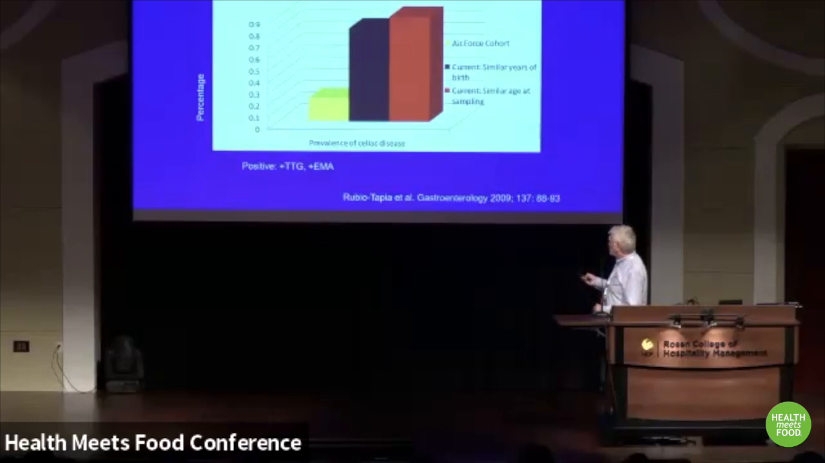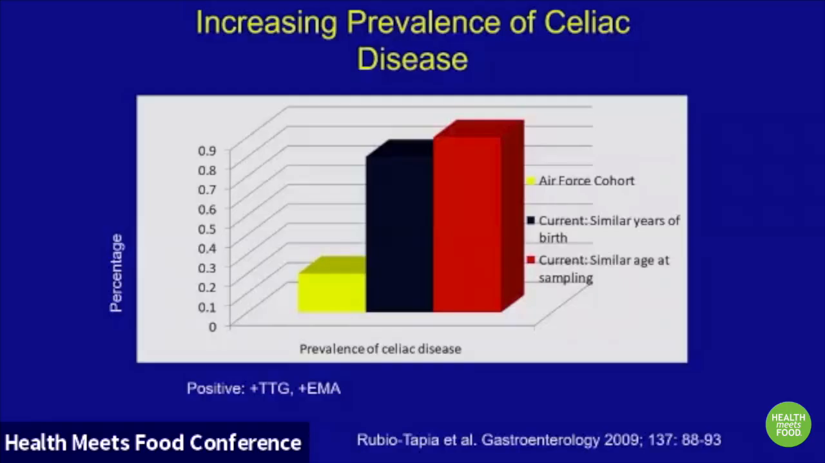So he took serum that was drawn over 50 years ago. This is the Warren Air Force Base cohort, which is a bunch of basically 20-year-old white men that were going into the Korean War. And the serum has been stored. And then he compared the results with 70-year-old white men and 20-year-old white men in Minnesota. And you can see 0.2% of these guys back then had positive TTG and EMA.